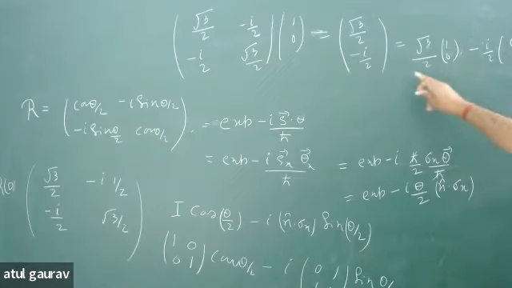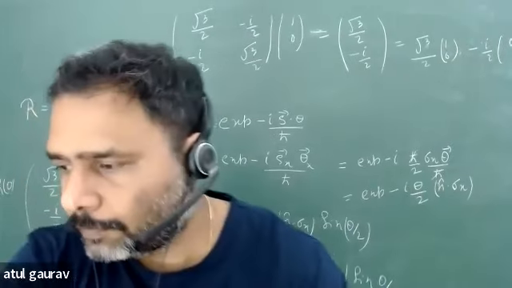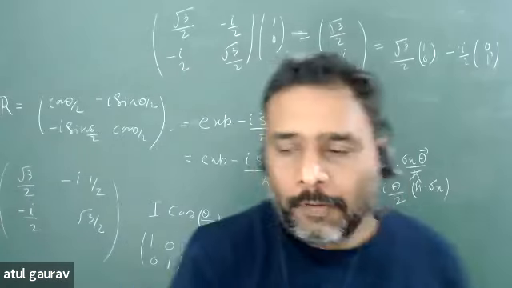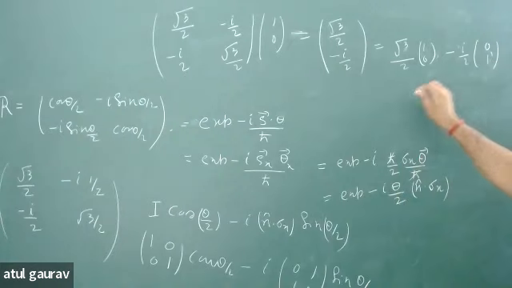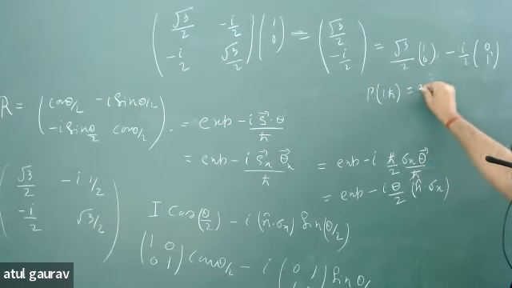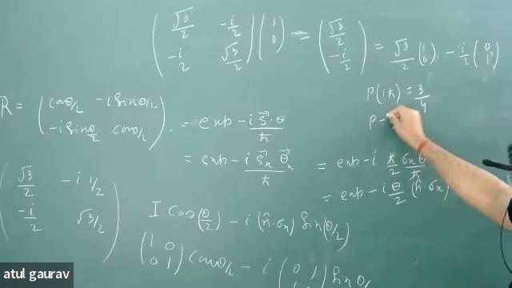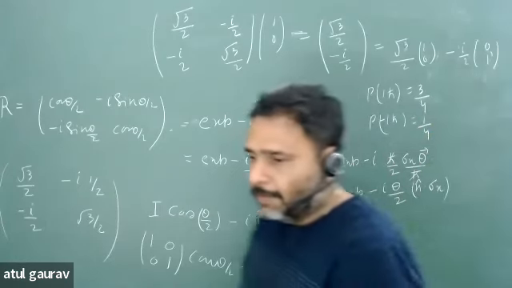Now, if you are going to measure on this state, what will be the measurement with what probability? इसे मेजर करोगे तो सिग्मा जेड से क्या मिलेगा? प्लस वन, वन एच कट. What is the probability of one h cut? थ्री बाई फोर. और इसे मेजर करोगे तो क्या मिलेगा? माइनस वन एच कट. What is the probability? वन बाई फोर. So this will be your question. क्लियर है ये?